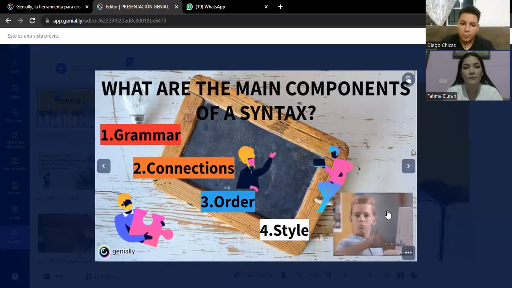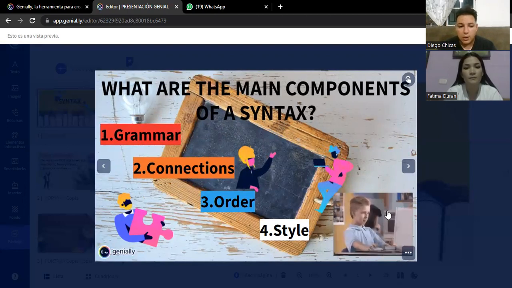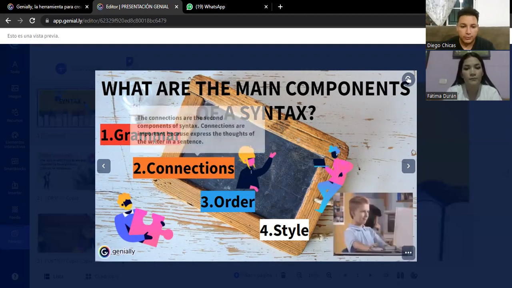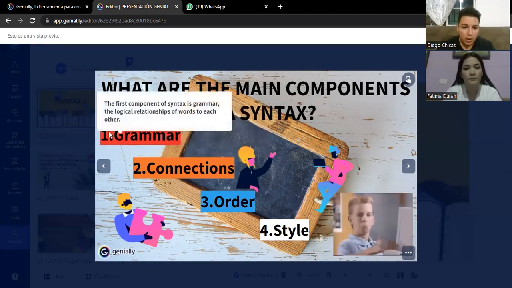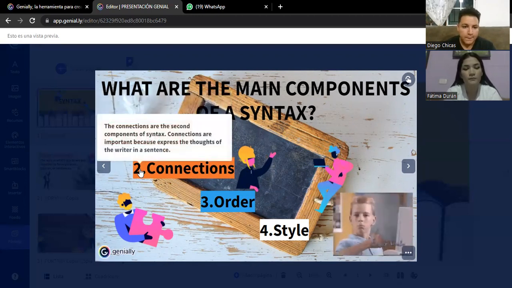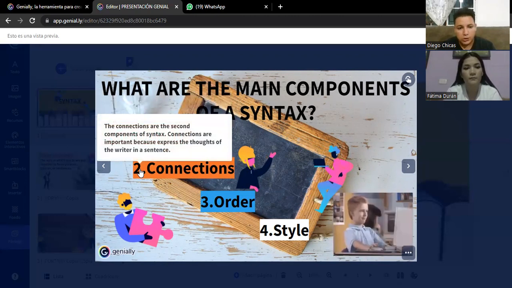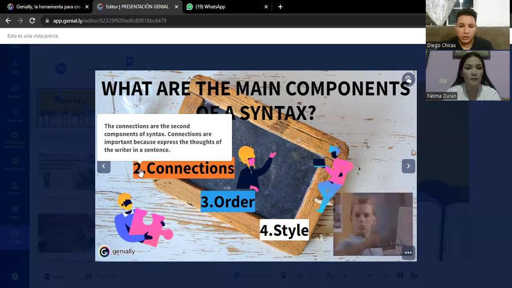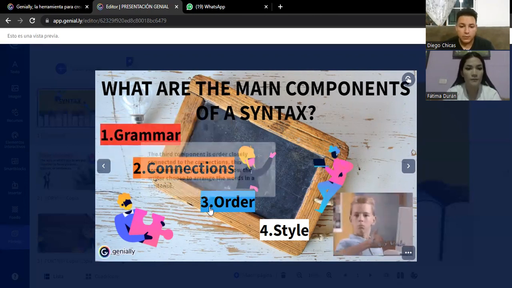What are the components of syntax? So we have four: grammar, connections, order, and style. Grammar. The first component of syntax is grammar, the logical relationships of words to each other. Connections. The connections are the second component of syntax. Connections are important because they express the thoughts of the writing in a sentence.